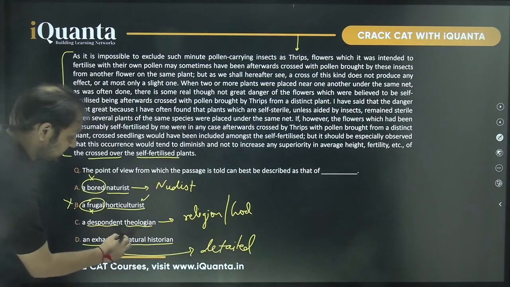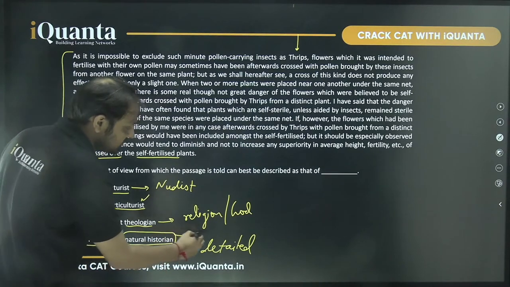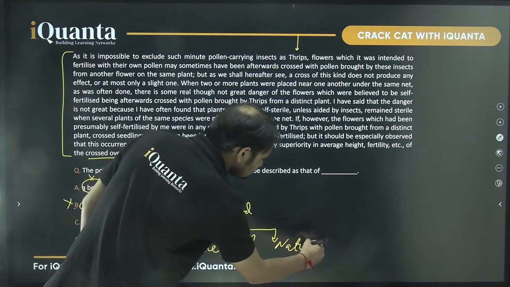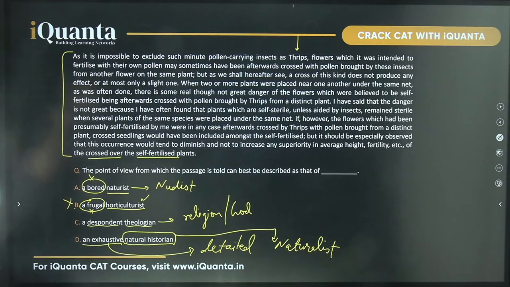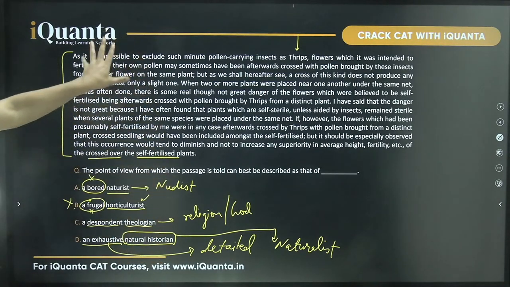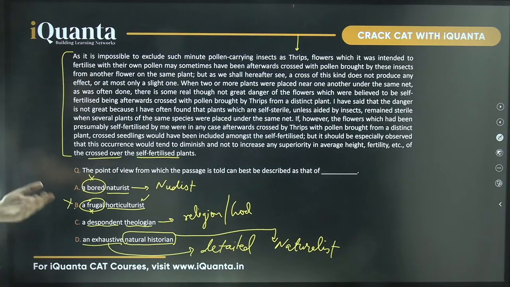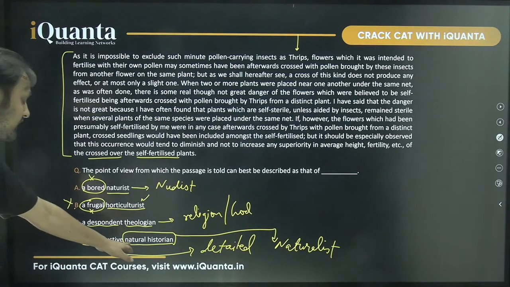Now who is a natural historian? A natural historian is no one but a naturalist. So a person who studies natural phenomena, especially the lives of animals, plants, and things like fungus, bacteria. He studies these things in detail, and his attitude is going to be more observational than conducting experiments. So these natural historians won't be conducting too many experiments. Rather, they'll be observing the natural phenomena and trying to distinguish the patterns, the behavior, etc. These kind of people are called natural historian or naturalist.